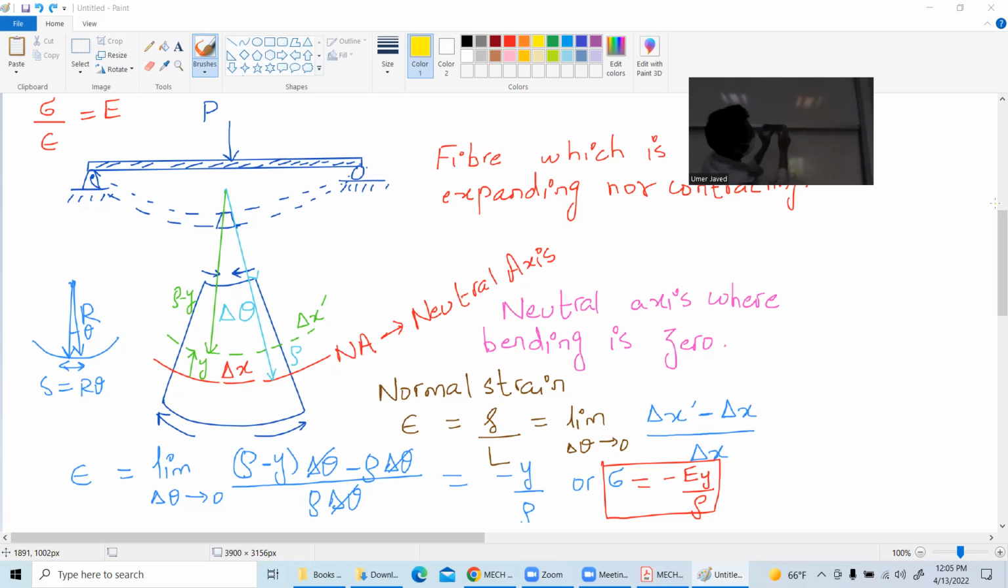Anyways, so look at the bottom fibers. They are getting contracted. So stress is flowing in this direction. Remember this. Stress is flowing in this direction.